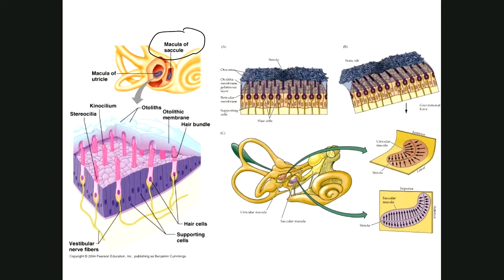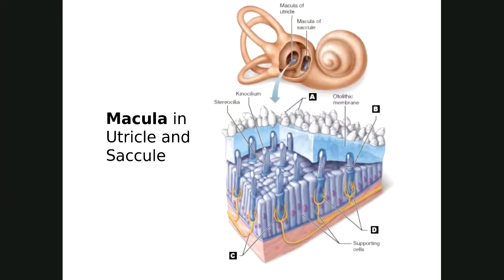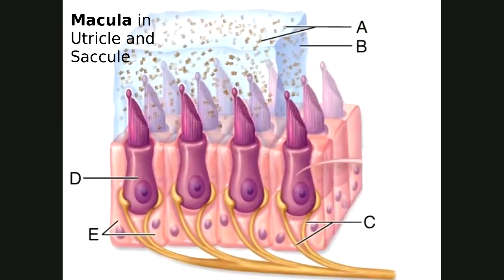So again, head straight, head bent. No action potentials, action potentials. Again, there's the little gelatinous membrane, and there's our little rocks, the otoliths. And again, they react to gravity. Any questions? So you should be able to label this.